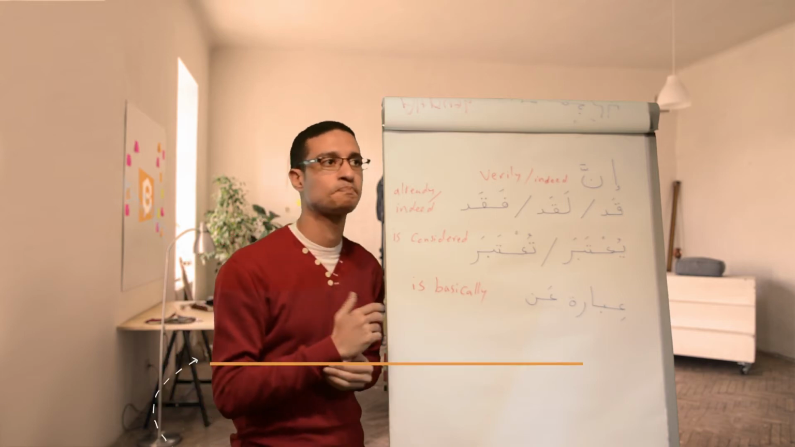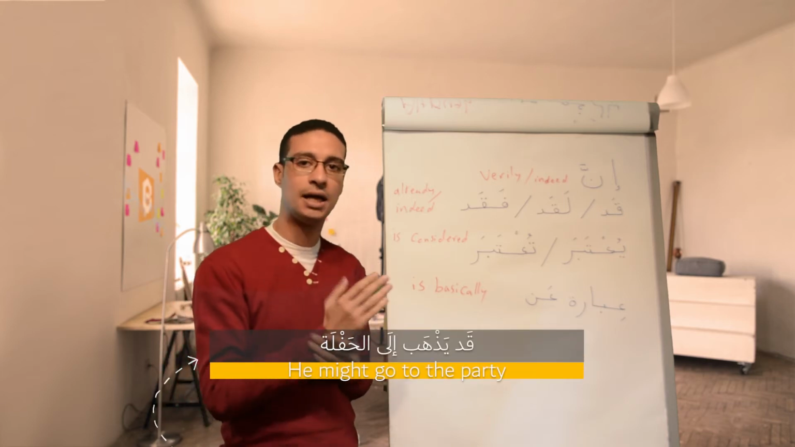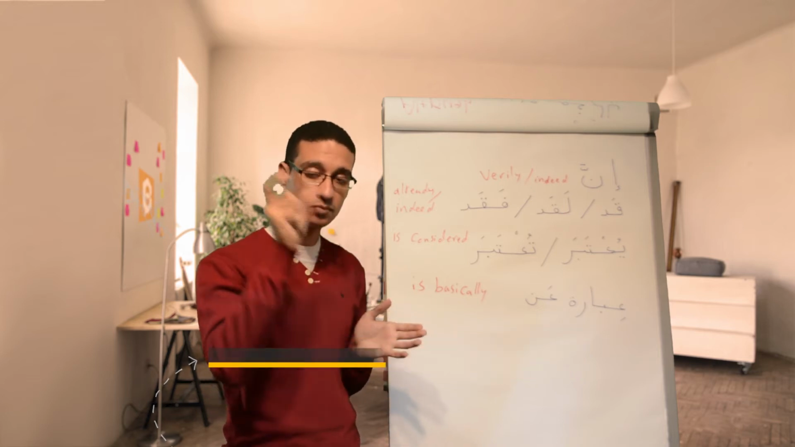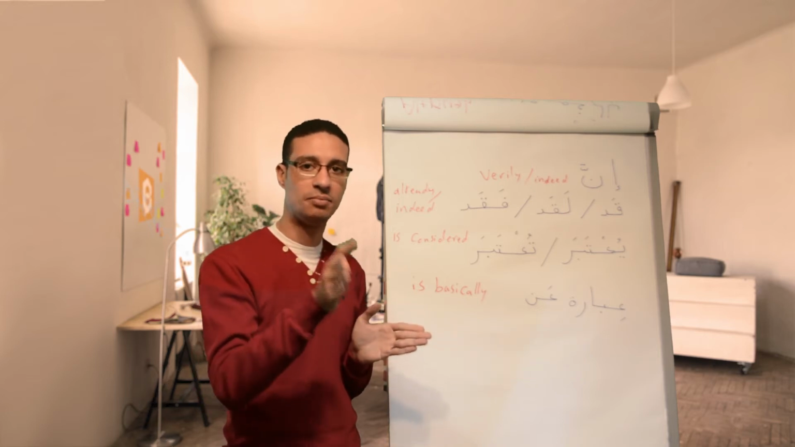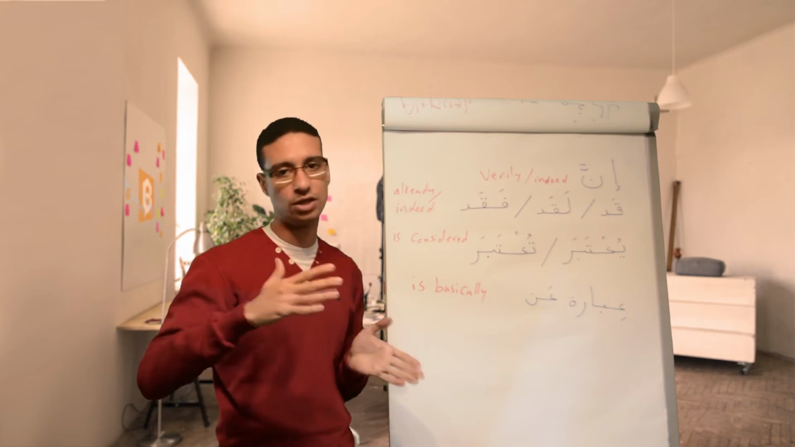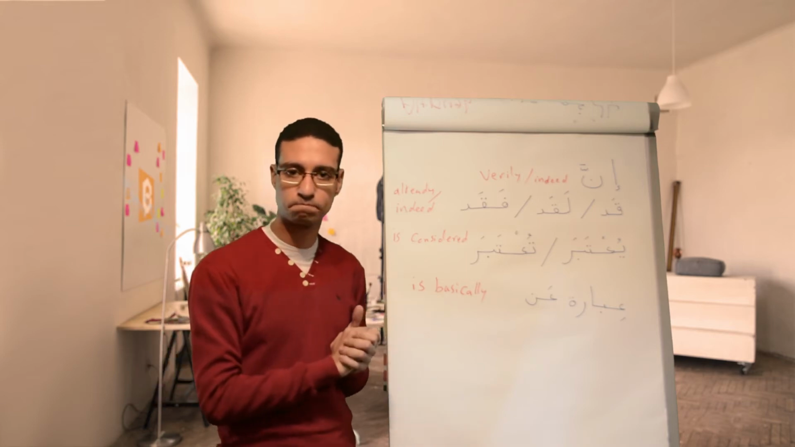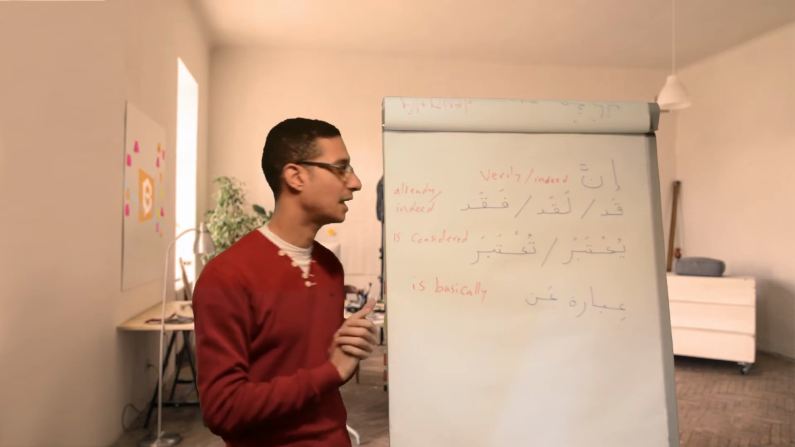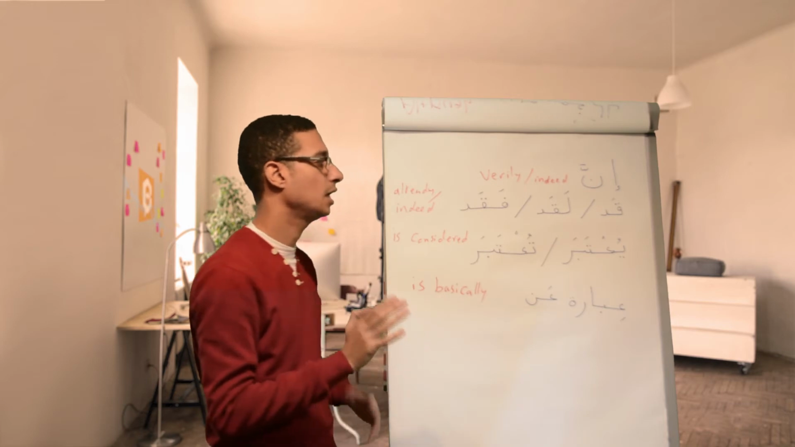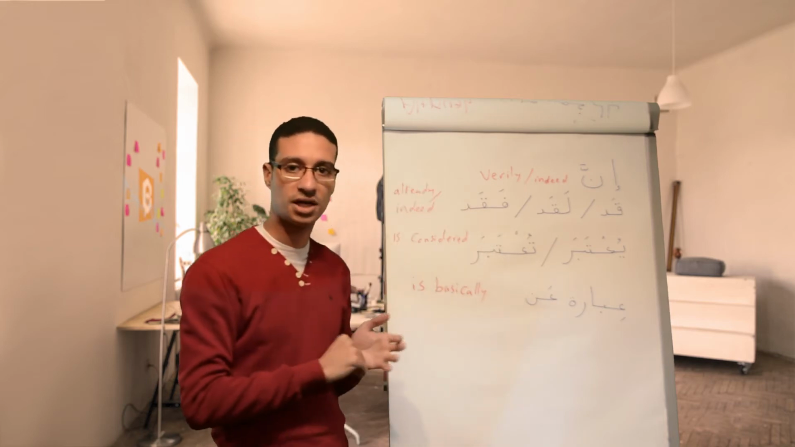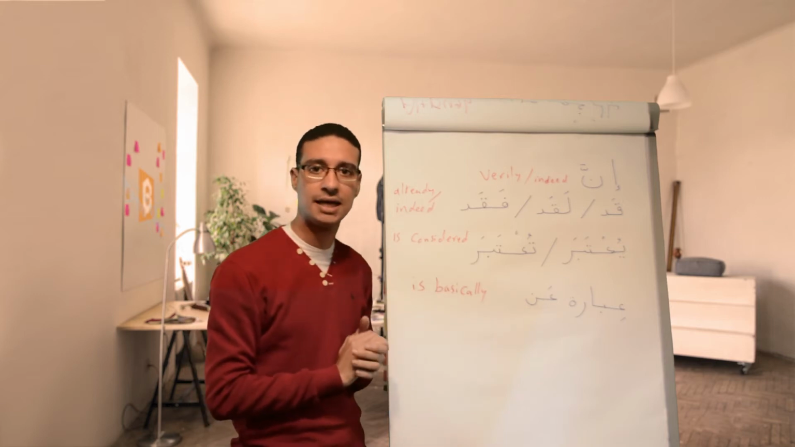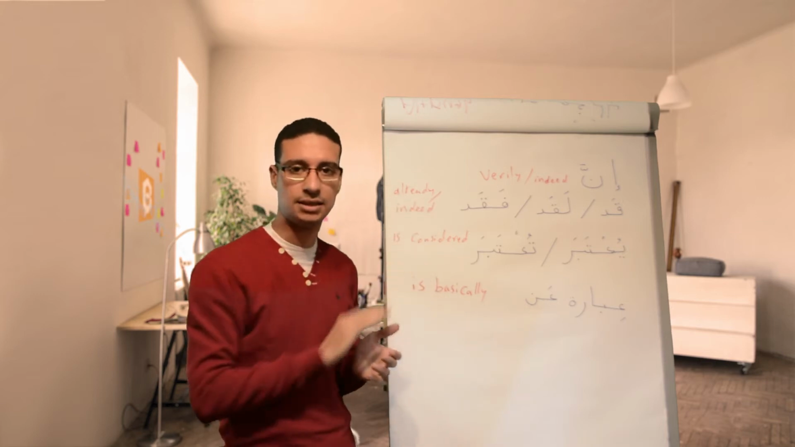So for example, قد يذهب إلى الحفلة. So قد, maybe, يذهب إلى الحفلة, maybe he goes to, or he will go to the party. Okay, so قد يذهب إلى الحفلة. But قد, لقد, فقد, if followed by the past tense, and normally, of course, they are followed by the past tense, they just mean already, indeed.